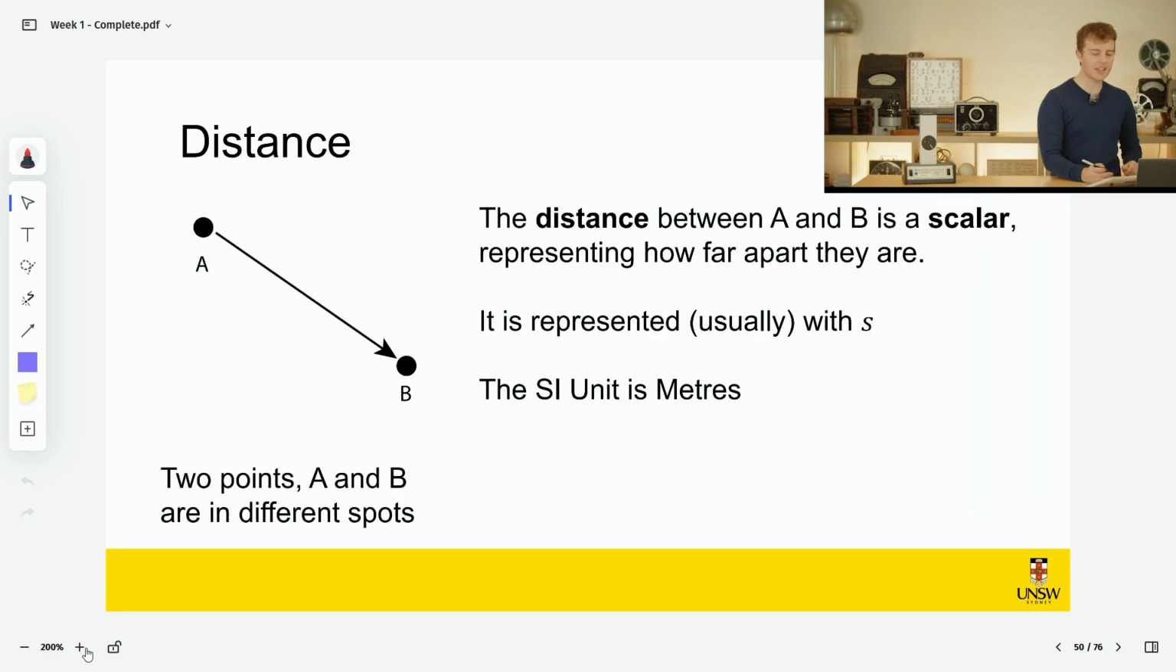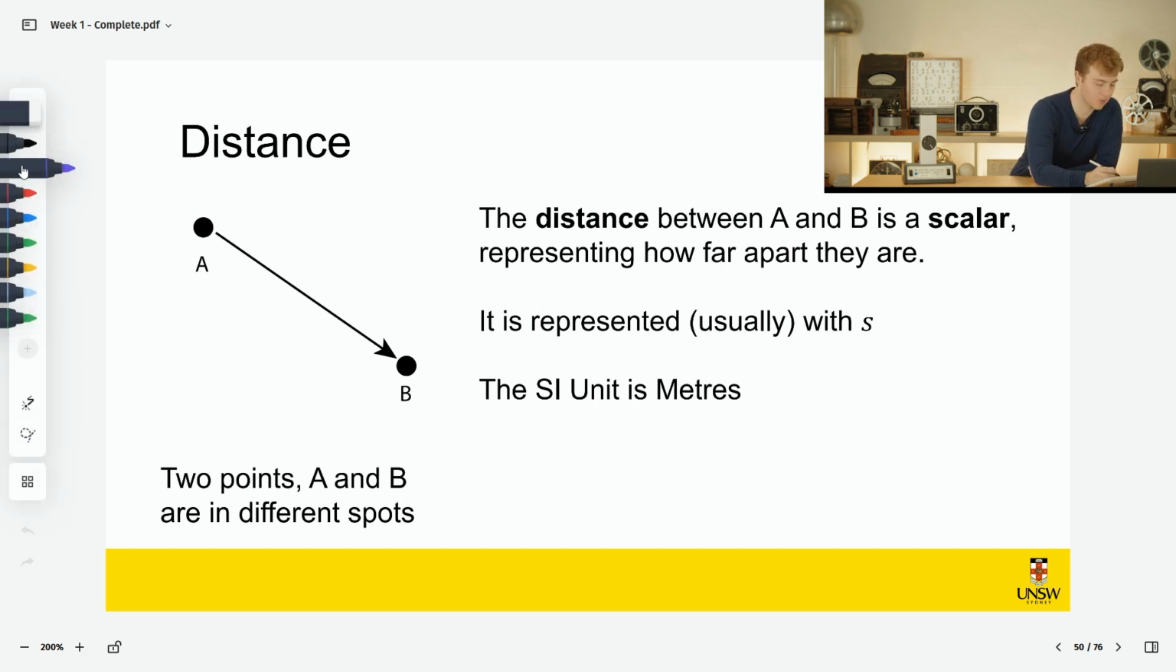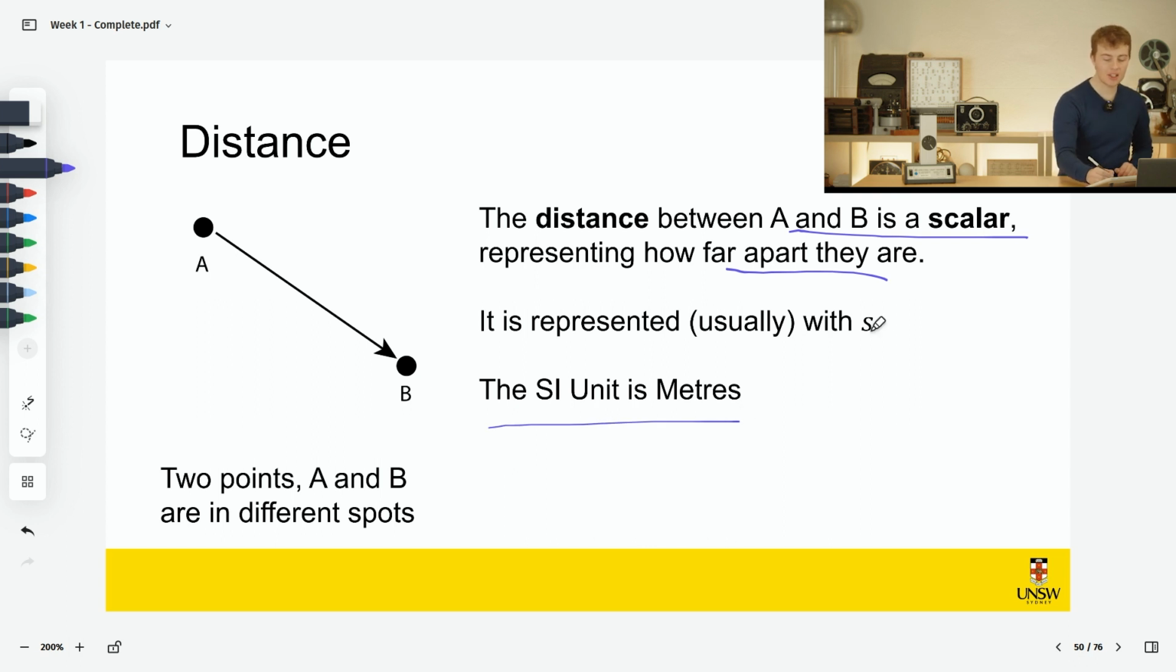So, what is distance? Well, first of all, it's a scalar quantity. Hopefully you recall the difference between a scalar and a vector. The scalar quantity that we're dealing with is called distance. It represents how far apart two things, positions, instances of space-time are. The SI unit for it is meters, and it's usually represented with a lowercase s.